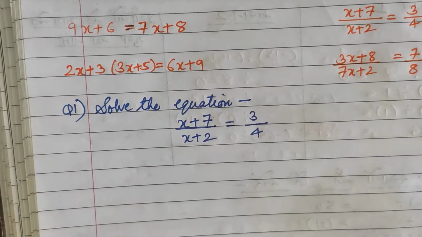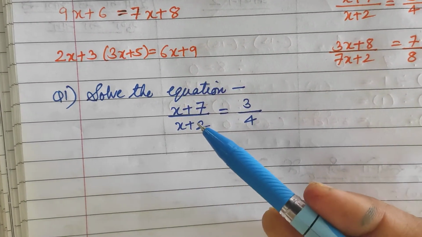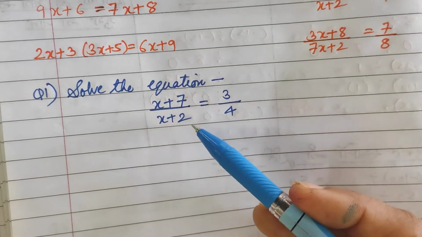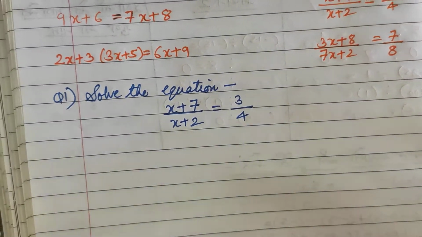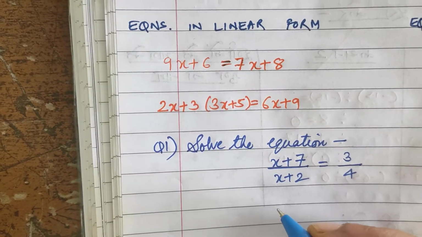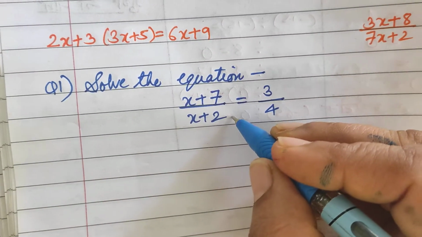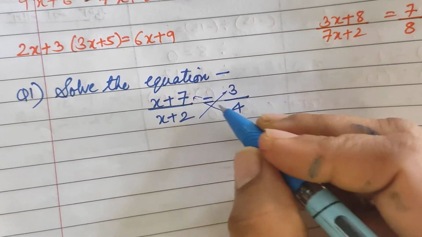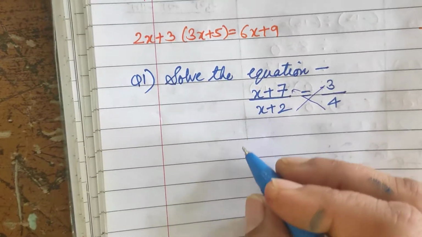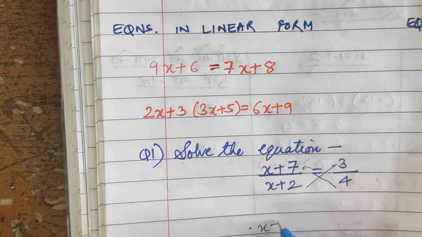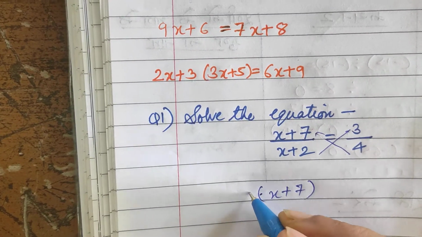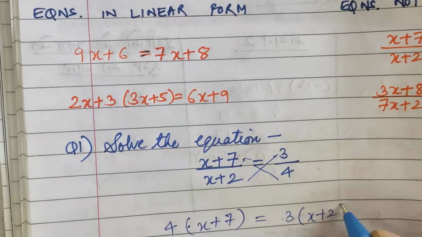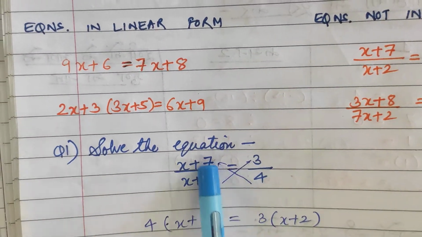The first question that is given is (x plus 7) divided by (x plus 2) equals 3 by 4. Both the sides we are having equation in fraction form. So the very first step is we have to cross multiply it. That means we have to multiply x plus 7 by 4 and x plus 2 will be multiplied by 3. We are cross multiplying it.